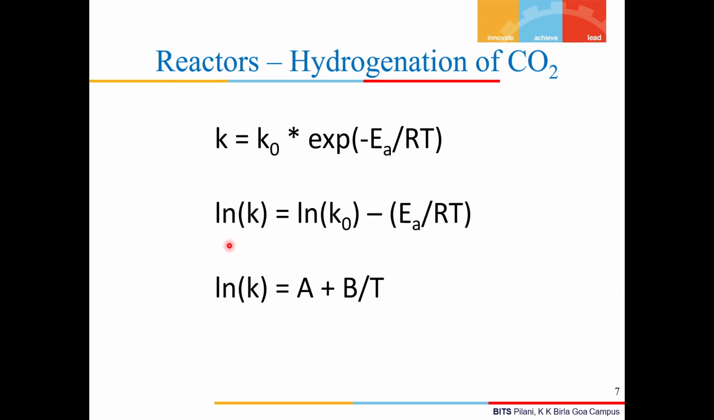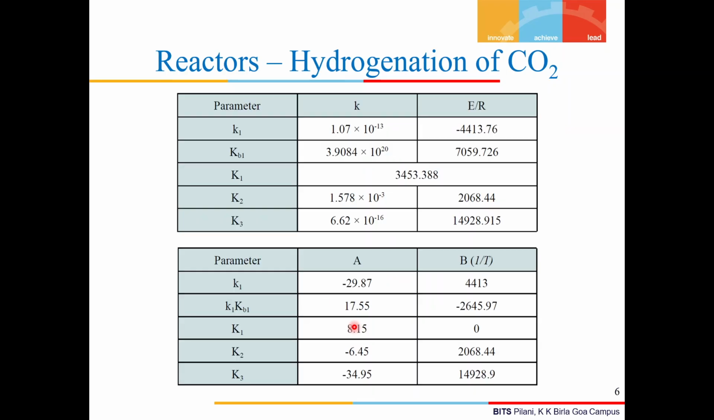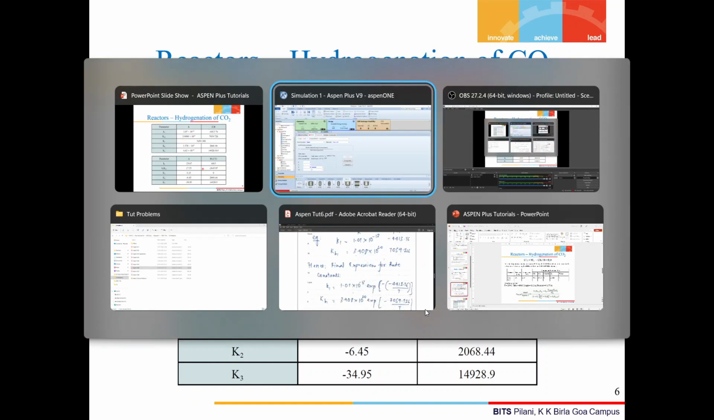So similarly we have to use this one. We take ln of K1 KB1, which is equal to ln of K naught for K1, and for KB1 also we get it, and we need to add the two equations. So if you do that, for K1 KB1, the A parameter which we get is 17.55, and for B we get minus 2645.97. I am not doing this for the time being. I hope you understand and you can try it yourself.